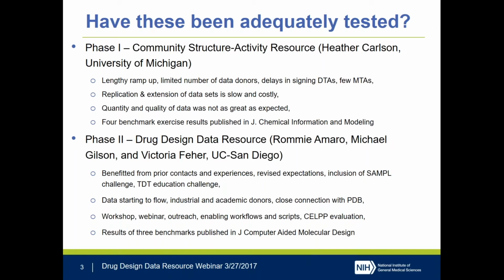We recompeted the resource at the end of the first 5 years, and the second round award went to Romy Amaro, Michael Gilson, and Victoria Fair, who's since moved on. I think they had the benefit in part of the prior contacts and effort of the CSAR group, also revised expectations of what they would do and what the money would be used for. They also, I think, have benefited by including a couple of additional efforts, the sample challenge, for example.